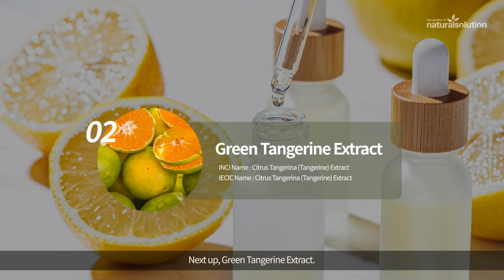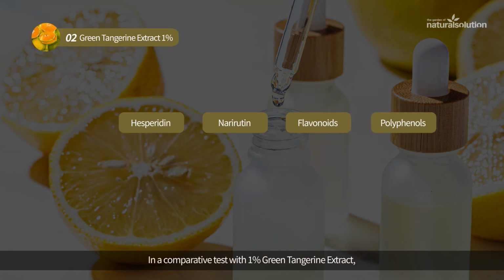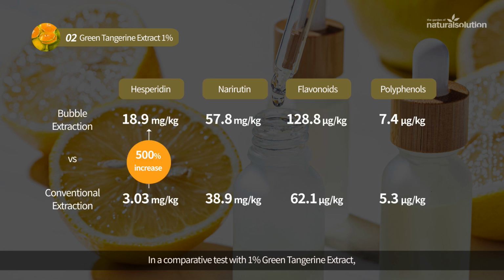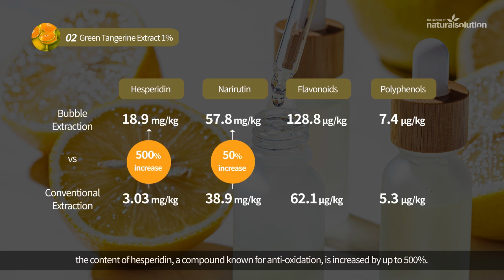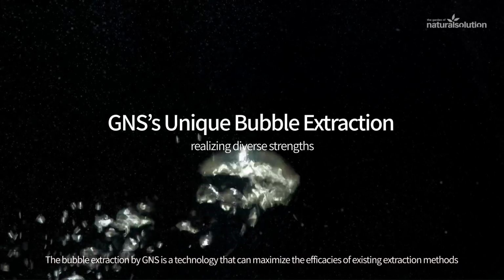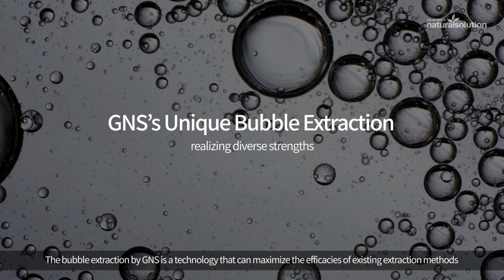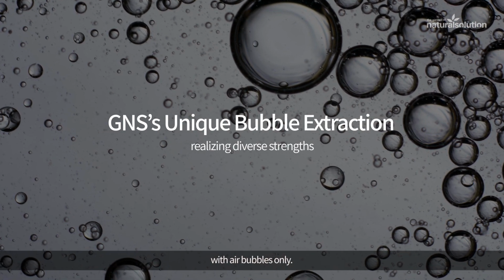Next up, green tangerine extract. There are 4 active compounds found in green tangerine extract. In a comparative test with 1% green tangerine extract, the content of hesperidin, a compound known for antioxidation, increased by up to 500%. We also noticed significant increases in other active compounds with the bubble extraction. The bubble extraction by GNS is a technology that can maximize the efficacies of existing extraction methods, with air bubbles only.